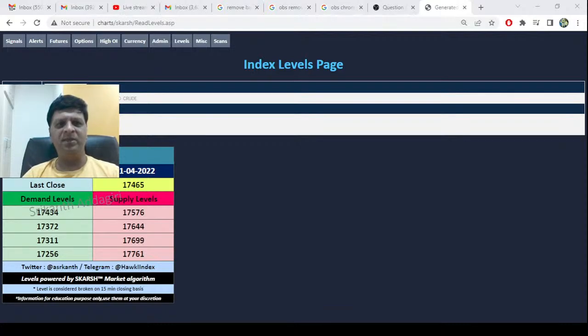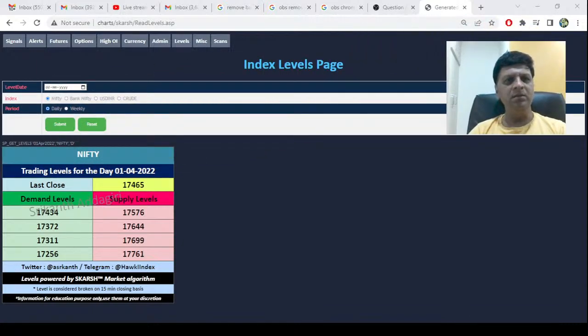These are all the levels that were picked up for the day, for 1st of April for Nifty. So Nifty's close in the previous trading session was at 17465, and it has respective demand levels of 17434, 17372, 17311, 17256, as well as supply levels at 17576, 17644, 17699, 17761. And let's go back and see how the market played out with these levels, and how the SlingShot has utilized these levels in the generated trade ideas.